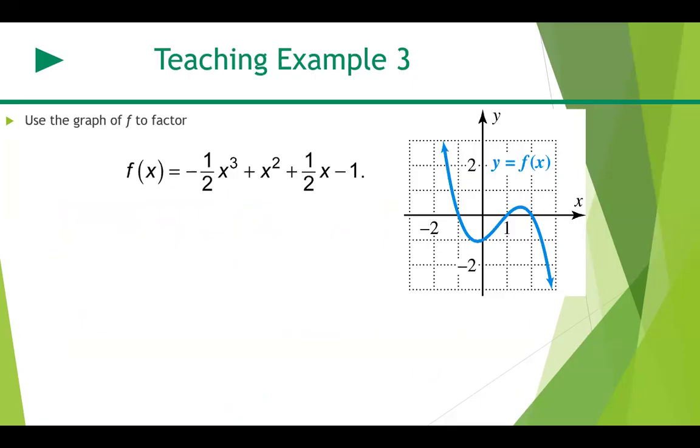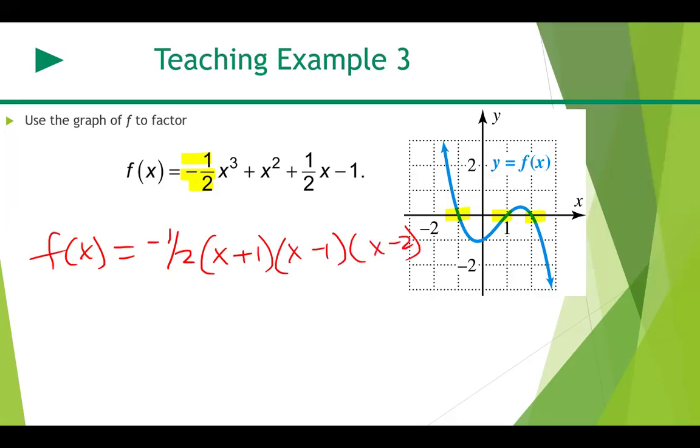What are the two pieces of information I need? I need my A and my zeros. Do I have my A? What's my A? Negative 1/2. Do I have my zeros? Yes. So do I have everything I need in order to write it in factored form? I surely do. So f of x equals negative 1/2, and then we have, and bam.